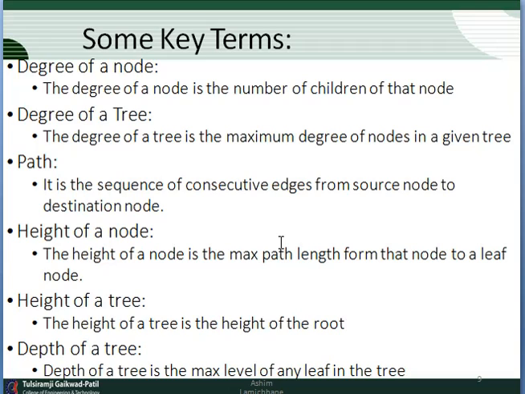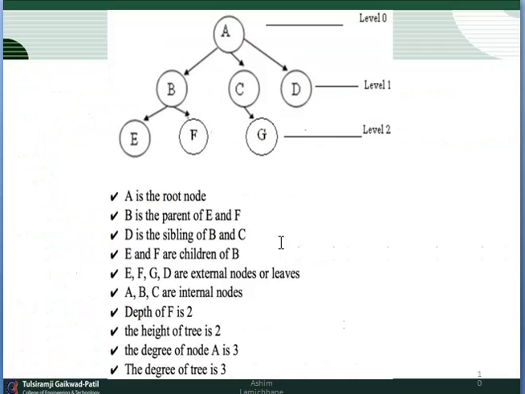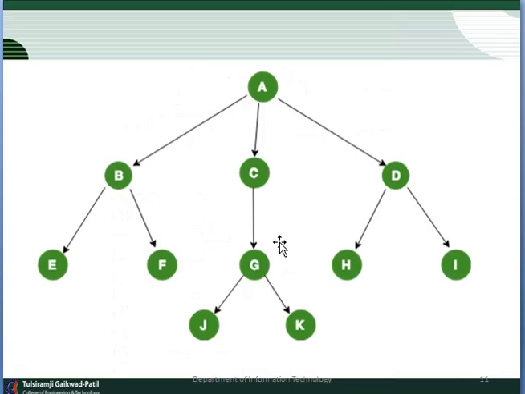Height of a node is the maximum path length from that node to a leaf node. Height of the tree is the height of the root, whatever the height from the root to the leaf is the height of the tree. Depth of the tree is the maximum level of any leaf in the tree. These are the things that I have already discussed.